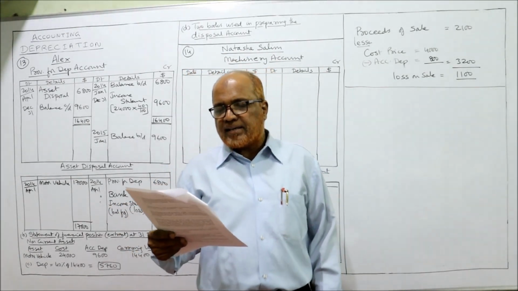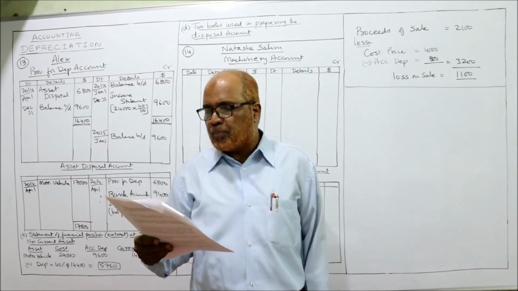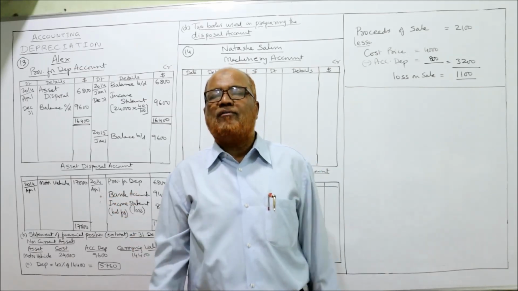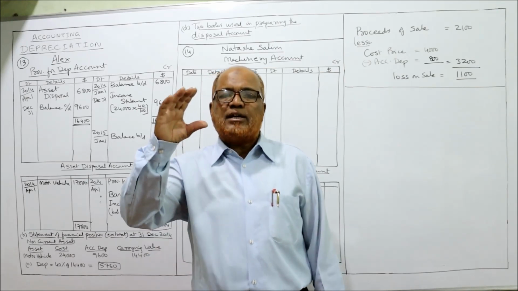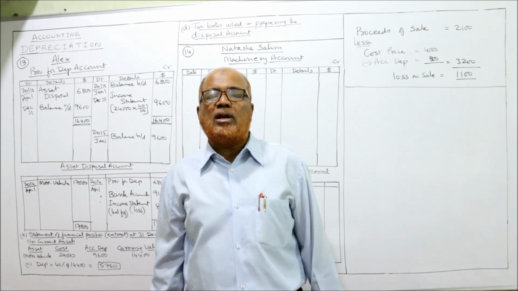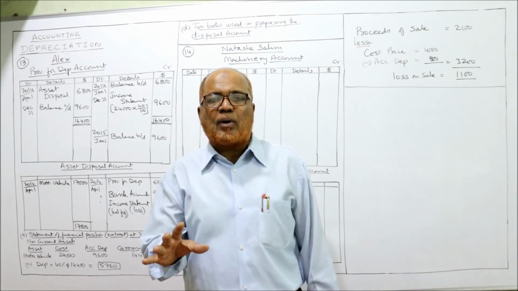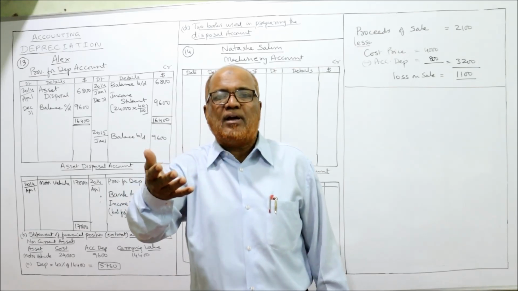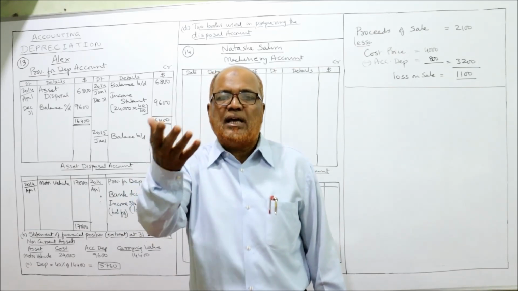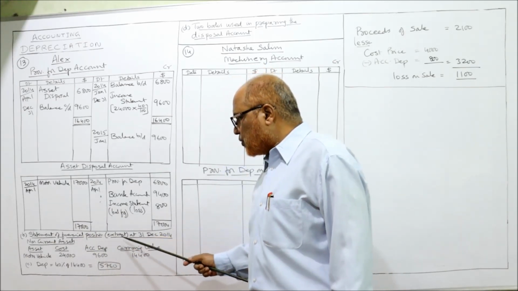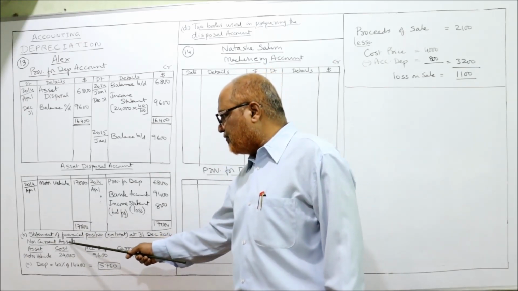See here, prepare an extract from the statement of financial position at 31st December 2014 showing the entries of motor vehicle. In the statement of financial position, we will write non-current assets. In our problem, the non-current asset is motor vehicle. So how to show the motor vehicle as a non-current asset in the statement of financial position? So here I have shown. Statement of financial position extract at 31st December 2014.